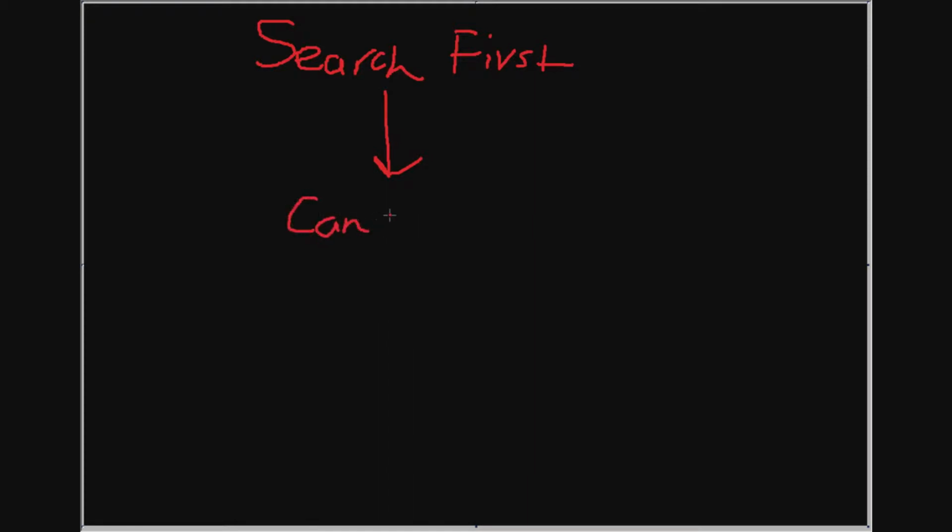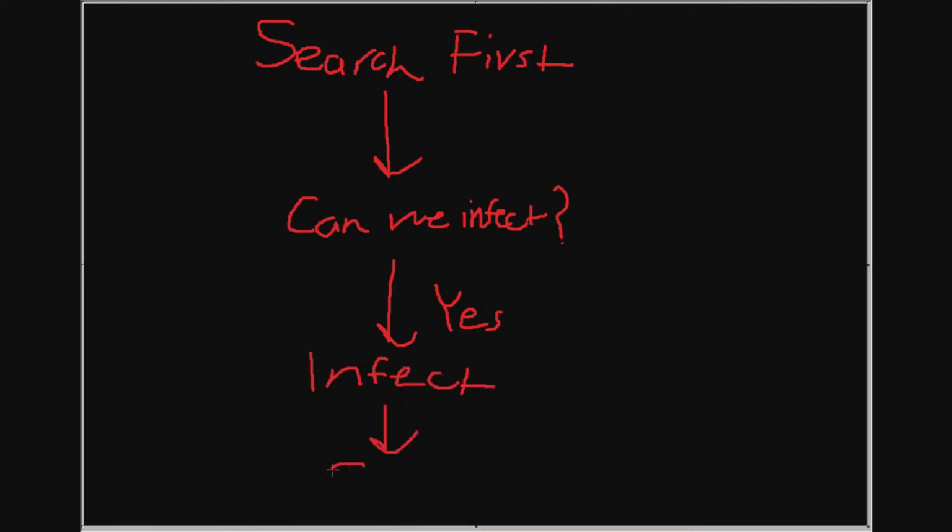After we search for a first file in the directory, we can now test whether it's infected or not. So, can we infect it? If the answer is yes, we can infect this file, then we're going to infect it by writing to it. Then we're going to search for a next file. So, search next.